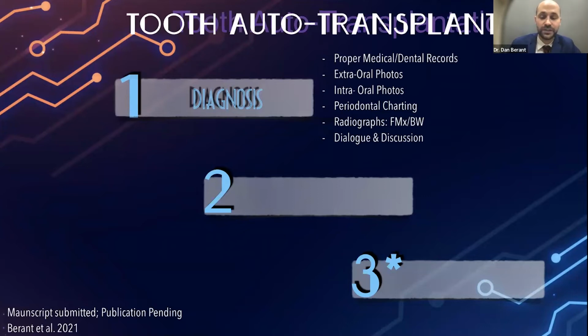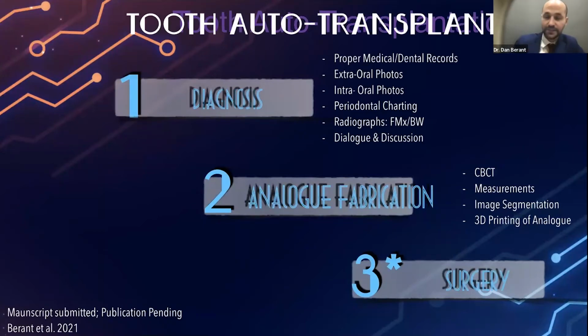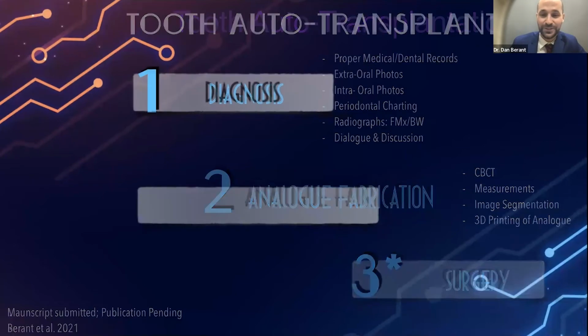If the patient is open to the idea of tooth transplantation, then we can begin with analog fabrication. And it's this part of the treatment sequence where CBCT is truly a game changer and allows us to provide this treatment with high precision and predictability for success. And then finally, we'll be discussing the surgical aspects of the procedure.